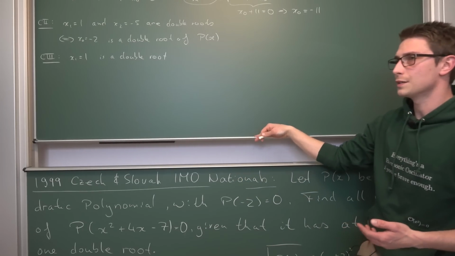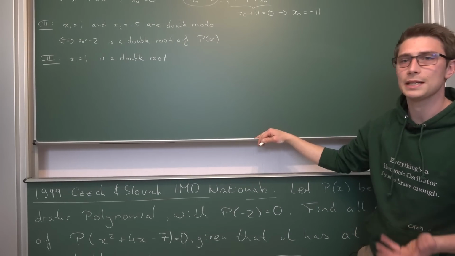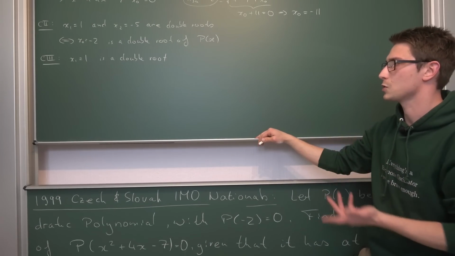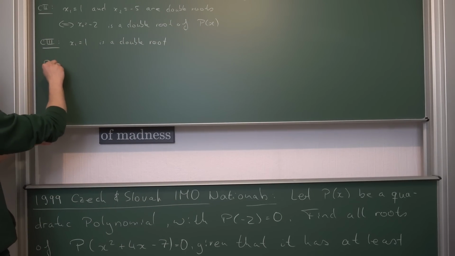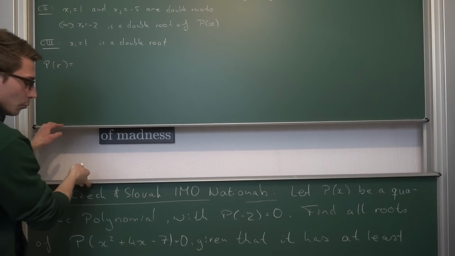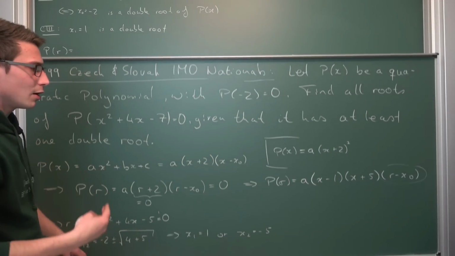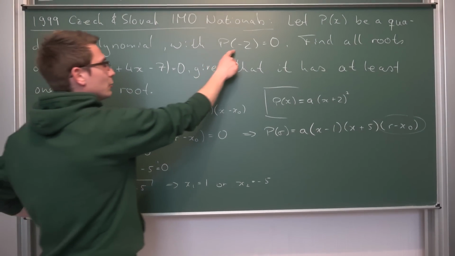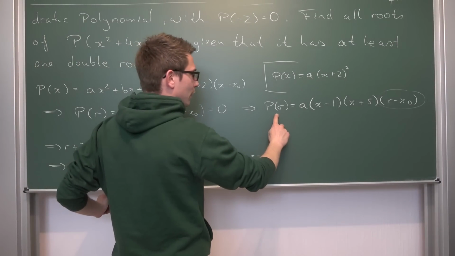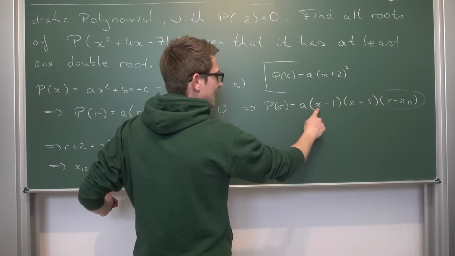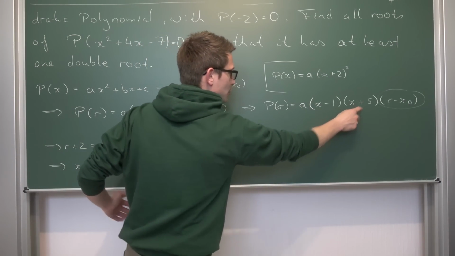Okay. This is rather tricky. What does this mean in our case? If x1 equals 1 is a double root, then we are going to have that p of r is... we already know what p of r kind of is, because we know that p of negative 2 is equal to 0 on the original polynomial, meaning p of r is a times x minus 1 times x plus 5.